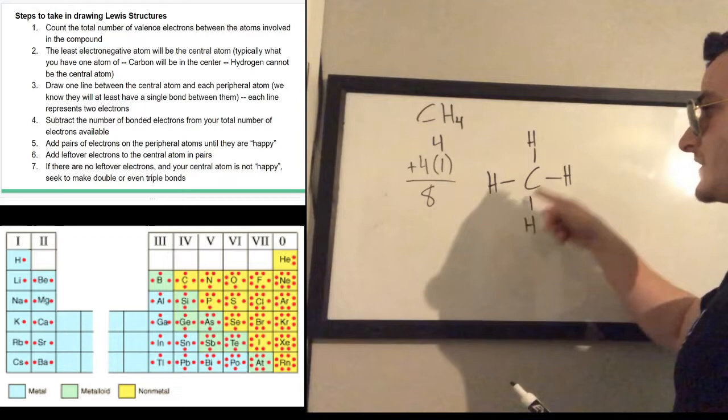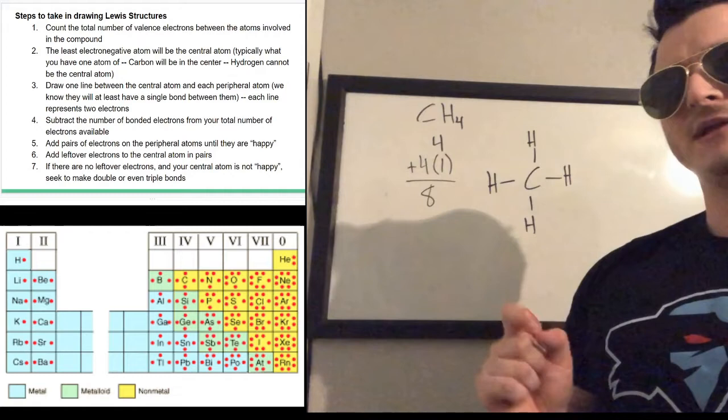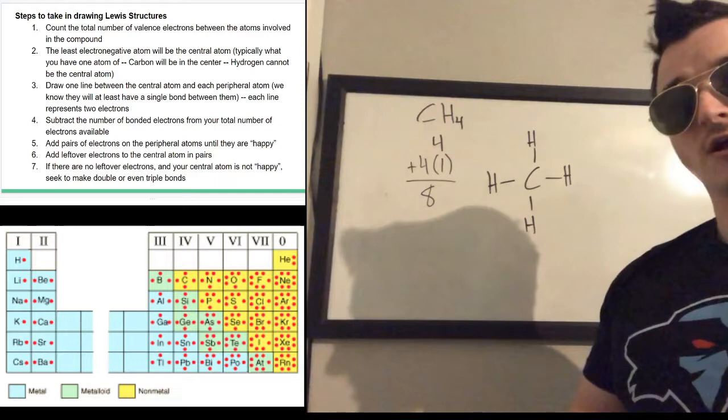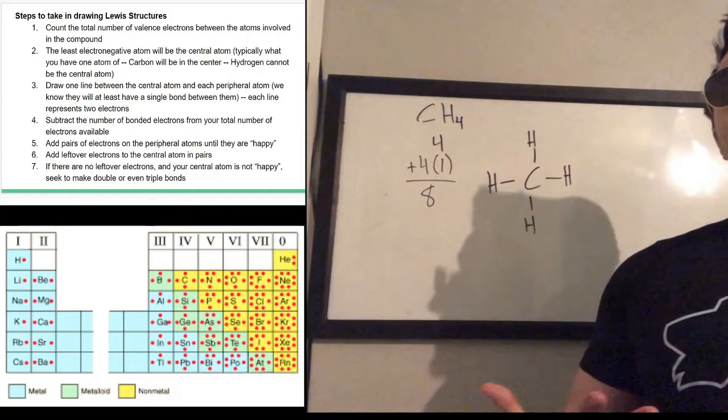I'm going to put a single bond between the central atom and all of the peripheral atoms, the atoms on the outside. But remember, how many electrons are in every line? Well, a line means two electrons. And so I need to count up how many did I just use? Two, four, six, eight. I drew four lines that each represent two electrons. Therefore, I just used eight electrons.